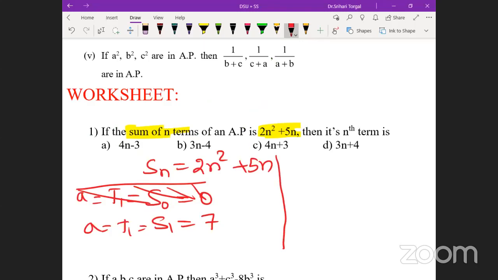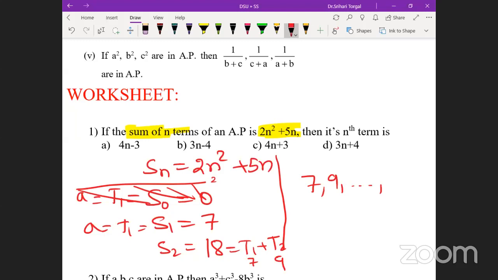Next, what is S2? If I put 2 here, 2 square is 4, 4 twos are 8, 8 plus 10, that is 18. And this we know is T1 plus T2, right? The first term is 7. And what about the second term? If it is 7, how much do I have to add to get 18? So it is 11. Second term is 11.